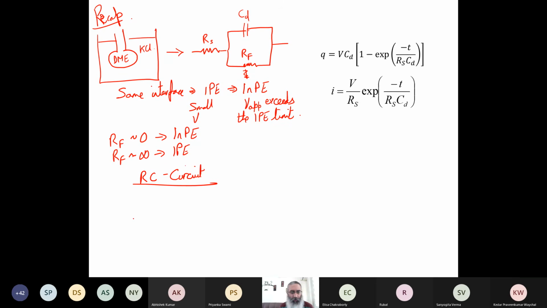That is because you essentially have a battery, and you have an ammeter, and then you have a resistor RS and the capacitor, which is going to give you a component CD, connected in series. And so this becomes the entire RC circuit. The idea is that this is what we call an equivalent circuit representation.